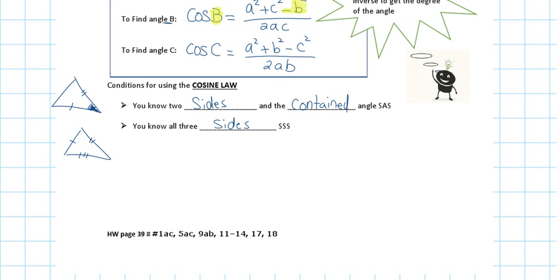So, here are the two things. Cosine law, you need two sides and contained angle, or you need the three sides. So if you don't have these two options, then you have to use sine law. That's why it's easier to know if it's cosine law or not. Does that make sense? All right.